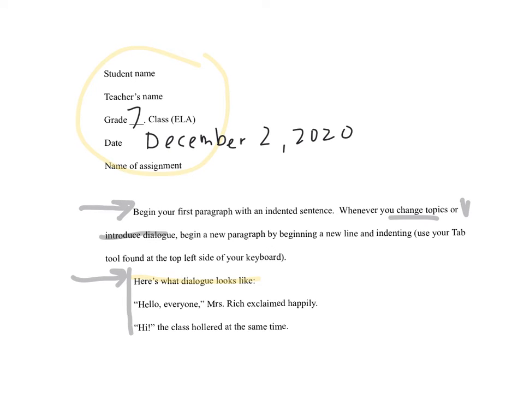And here we know that's indented. So here's quotation marks, hello, comma, everyone, comma, close quotation marks, Mrs. Rich exclaimed happily, period. And then to respond, I would start a new paragraph, quotation marks, hi, exclamation point, close quotation marks, the class hollered at the same time. And then you would continue writing unless you are changing topics or you're going to have someone else talk.